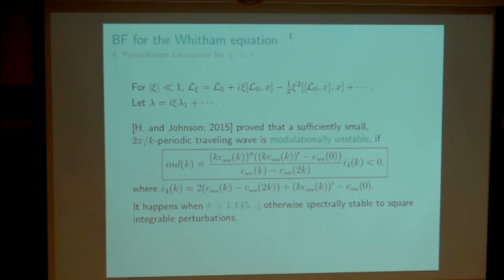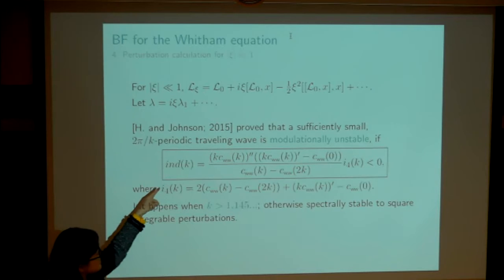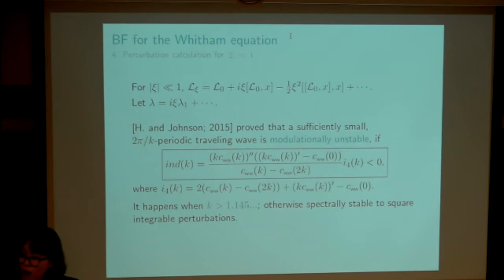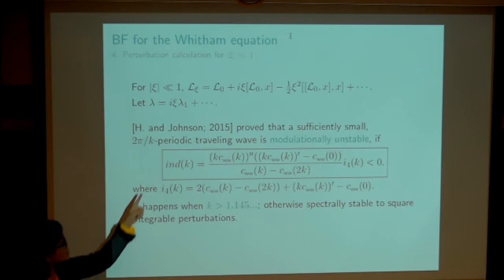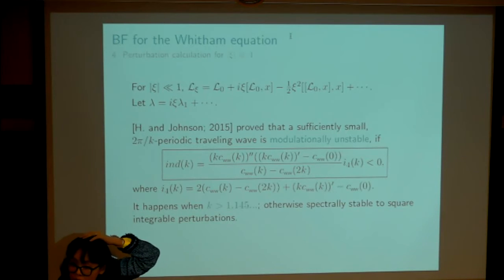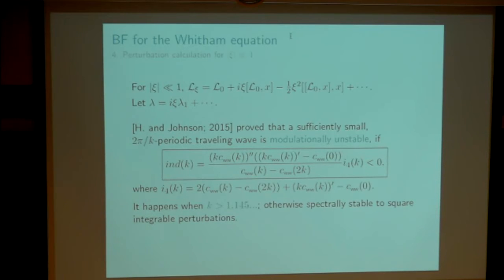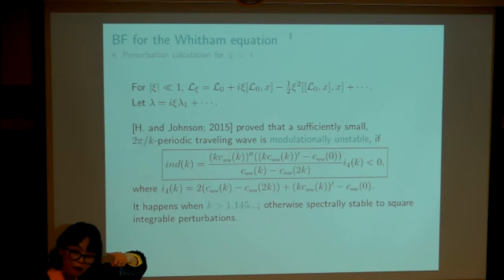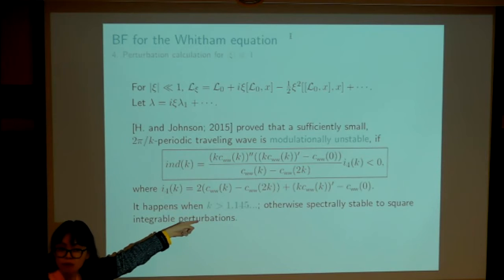We proved that a small amplitude periodic traveling wave solution to the Whitham equation is modulationally unstable if this index is negative, and this index is made up of the dispersion relation of the water wave problem and the phase speed of the water wave problem, which involves a square root and hyperbolic tangent. But you can evaluate this formula explicitly and numerically, and it turns out that this index changes sign from positive to negative at around 1.145. So a small amplitude periodic traveling wave of the Whitham equation is modulationally unstable if its normalized wave number is bigger than this critical number.